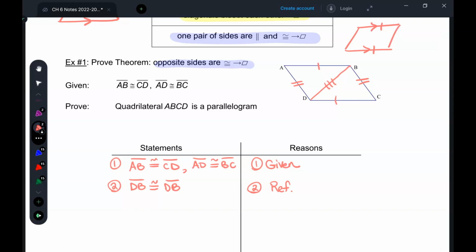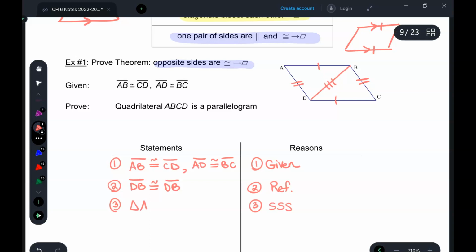Now, can I prove the two triangles are congruent? Yes, so I'm going to prove them congruent by side, side, side. Now, we have to make sure that we get the order of the letters. It doesn't matter how you name the first triangle, it depends how you name the second one. So, ADB, CBD.